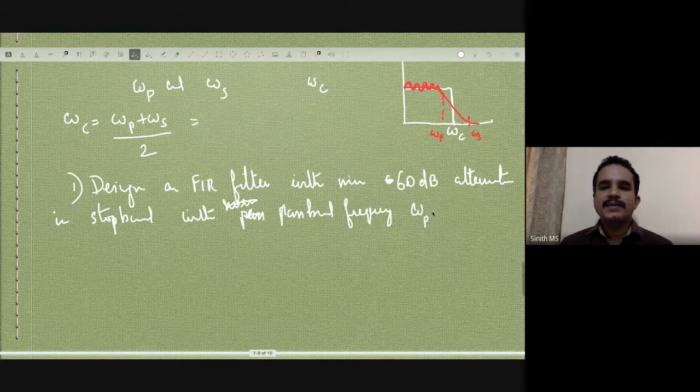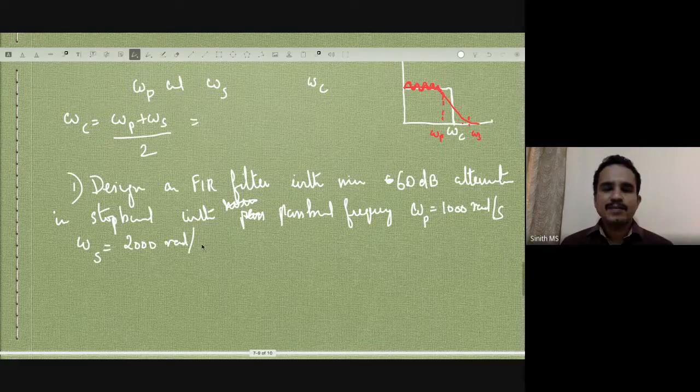Omega p equal to, say, 1000 radians per second, and say stop band angular frequency equal to, say, 2000. These are some values which I am giving. This may not be ideal for some design, but let us assume like this. And suppose you have some sampling frequency.